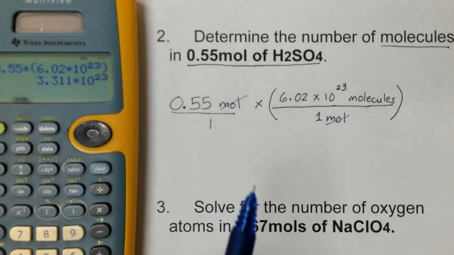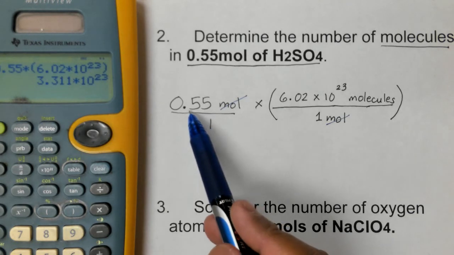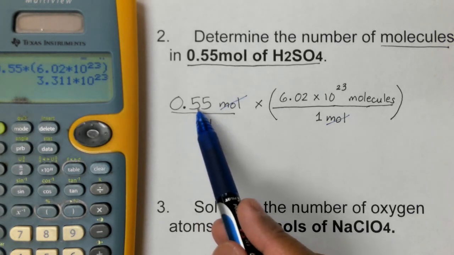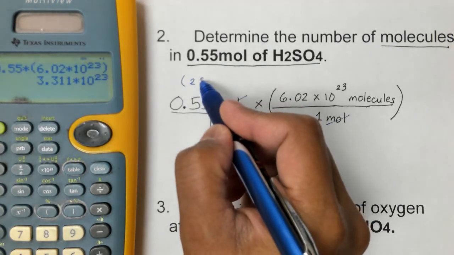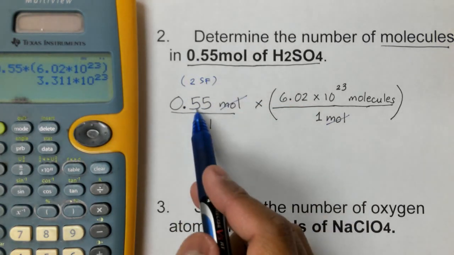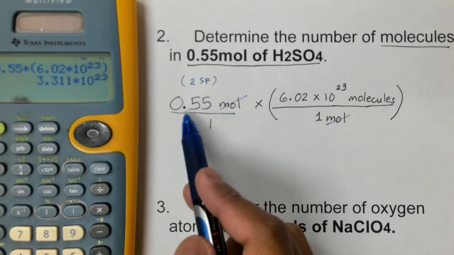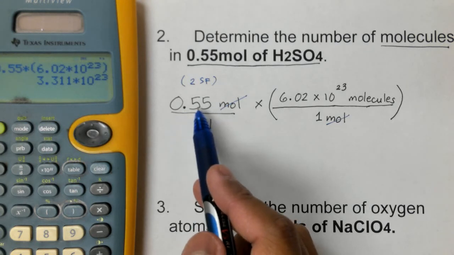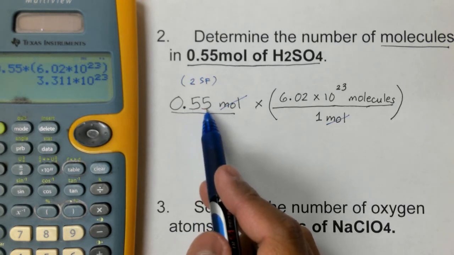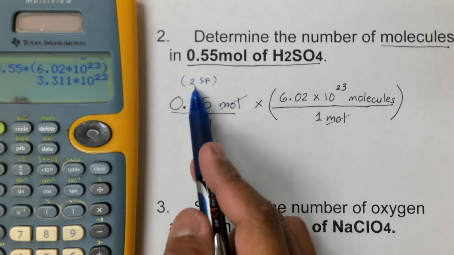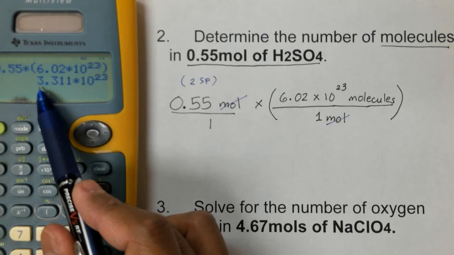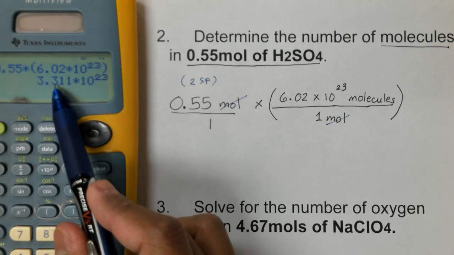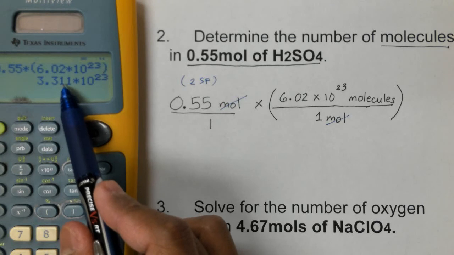That's the whole thing you should see on your screen. Now, how many should we pick? Let's look at our given, 0.55. How many significant figures is this? This is 2 significant figures. Only the 5 and the 5 are significant here. The 0 is not included. So we're going to pick the first 2 numbers because our basis will be the given, 2 significant figures. So that's going to be 3.3 only. No need to round up because it's a 1 after the 3.